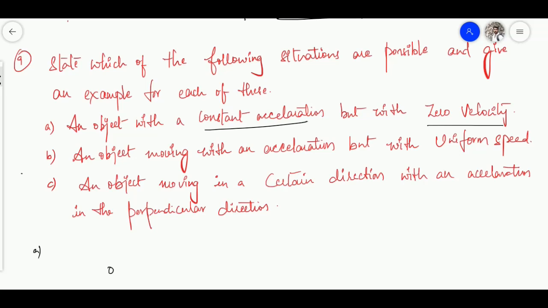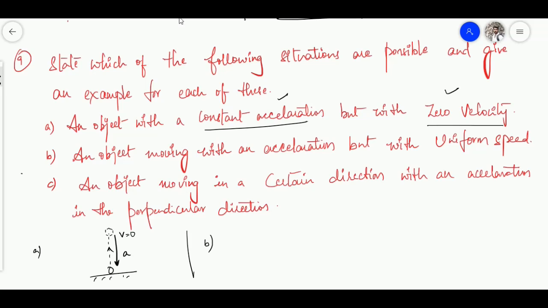Let's say you have thrown a ball upwards. This is the earth surface, you have thrown the ball upwards. After reaching the maximum height, what is the velocity? Velocity will be zero. Yeah, zero velocity at the end. Constant acceleration. Exactly, the ball will be constantly having acceleration due to gravity towards the surface. The Earth's gravity will pull the object every time. So there is an acceleration due to Earth's gravity towards the ground. That's a constant, 9.8 meter per second square. So come to the B. An object moving with an acceleration but with uniform speed.